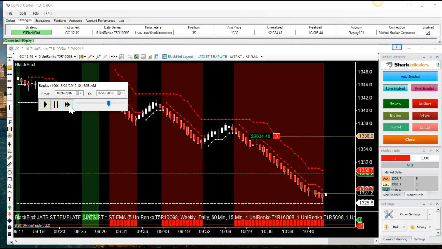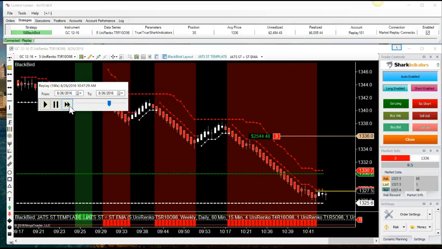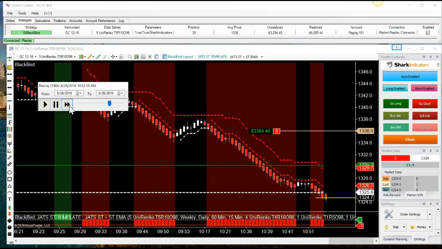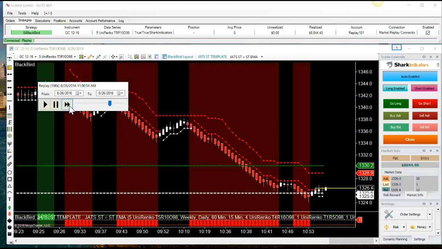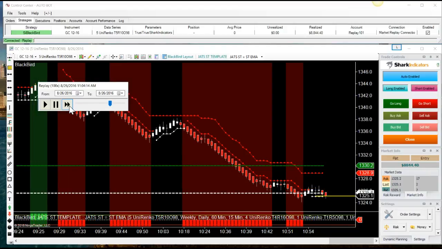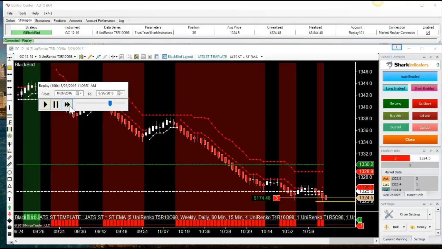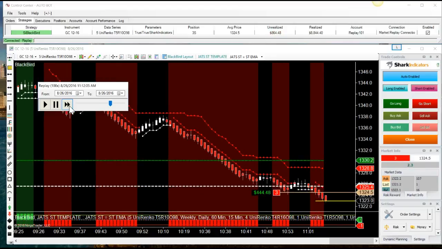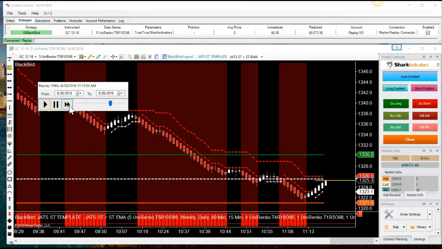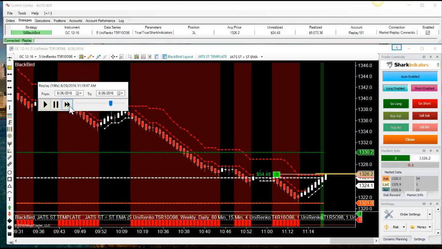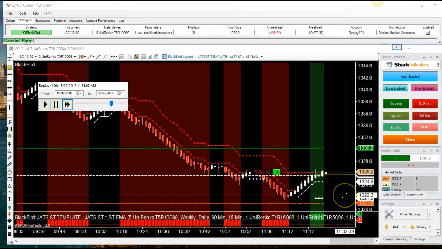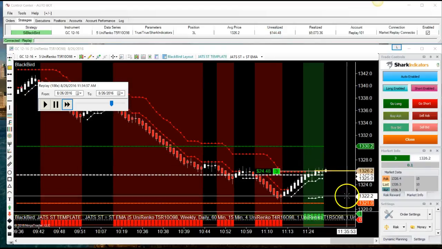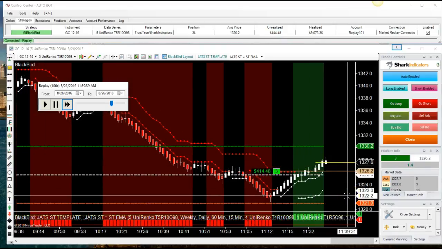Blew right through yesterday's high, bouncing on yesterday's close again. Oh, blowing through yesterday's close. There it is, yesterday's low, bouncing. There was a little bit of a, well, bigger retracement.